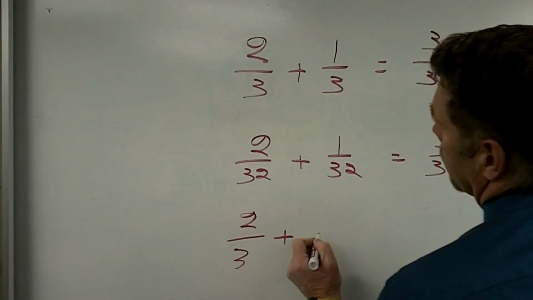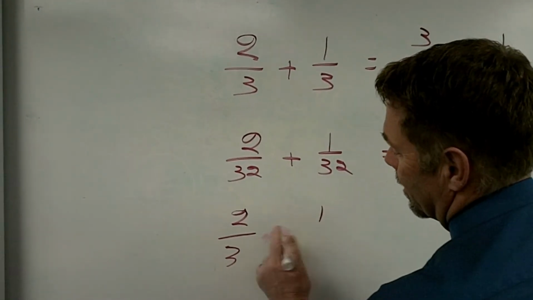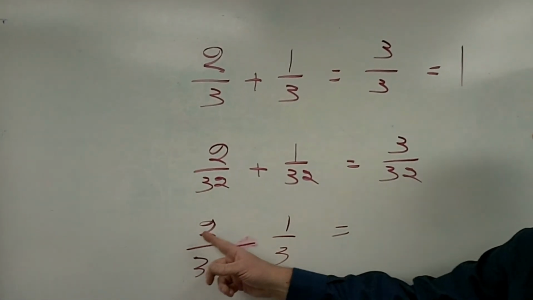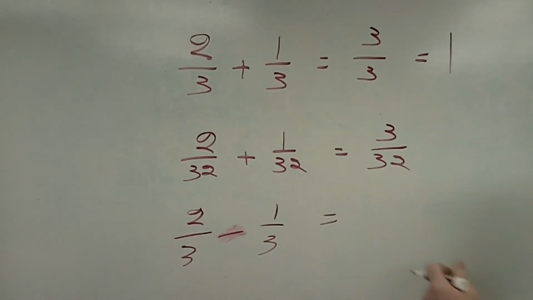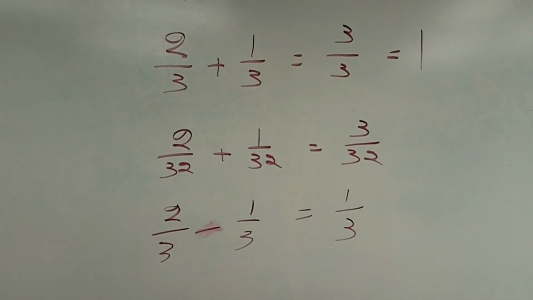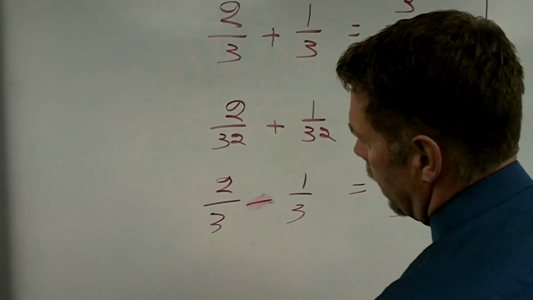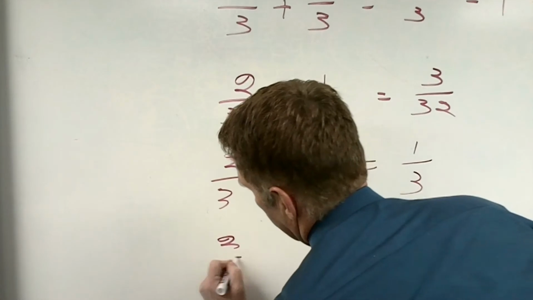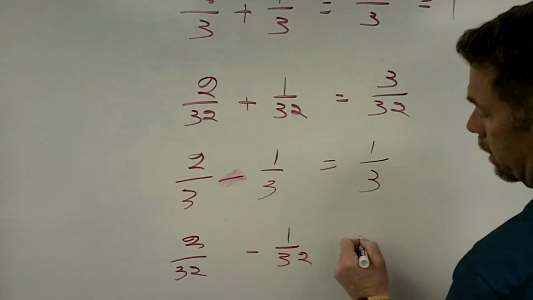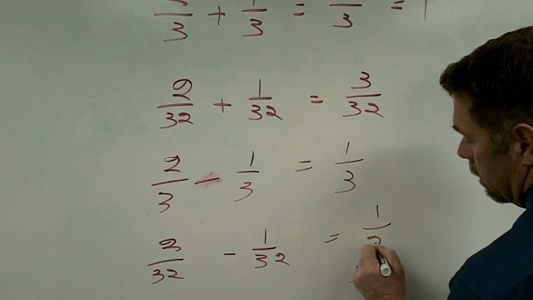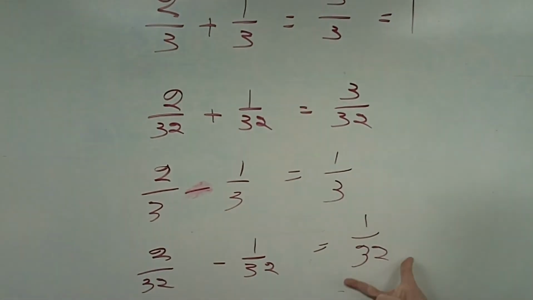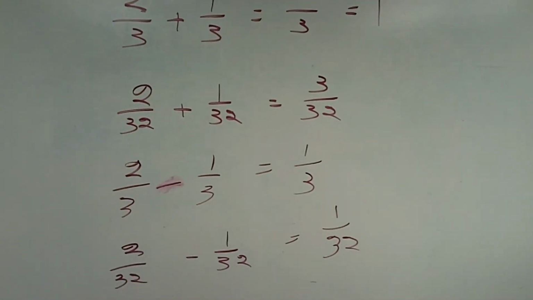2/3 minus 1/3. Okay, same thing. All we do is work with the top numbers, the numerator. 2 minus 1 is 1. We keep the bottom number 3. And let's do one more example. Okay, we have 2/32 minus 1/32 equals 1/32. Again, we subtract the top numbers, leave the bottom numbers alone, and that's all we do.